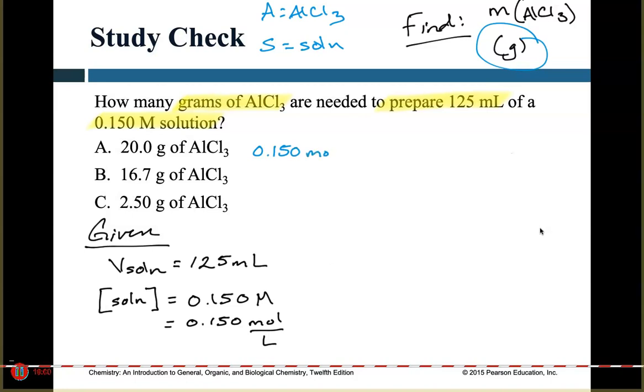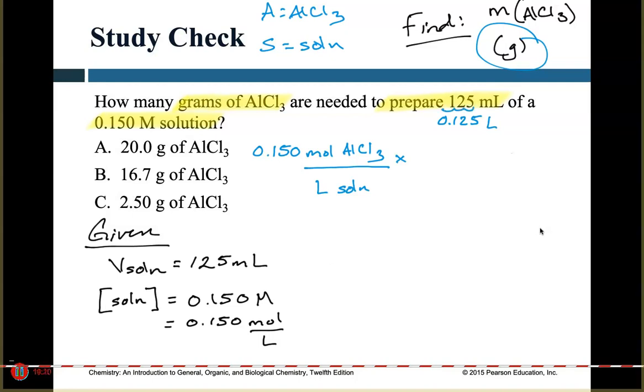0.150 moles of AlCl3 per liter of solution. That's the definition of molarity. I have 125 mils. If we go back to chapter 2, we should know our conversion. There's 1,000 milliliters in 1 liter.